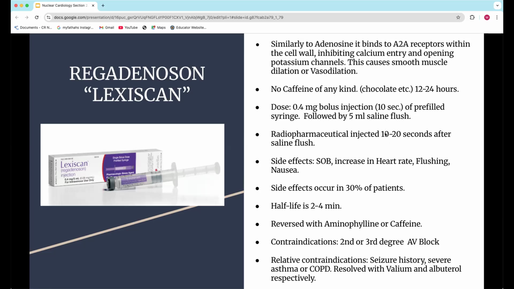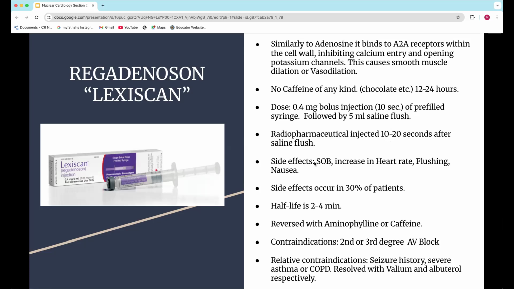You probably won't get that kind of a question on your boards about Lexiscan, but just for you as a technologist, depending on where you work, you may see areas where they inject it within 10 to 20 seconds, and you may start seeing things go out a little longer to kind of ensure peak effectiveness on the dilation.